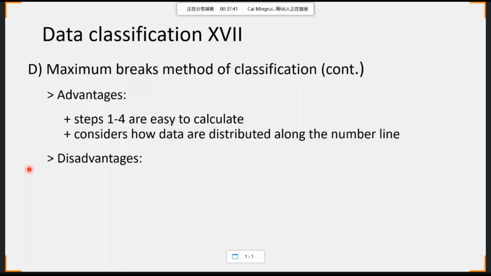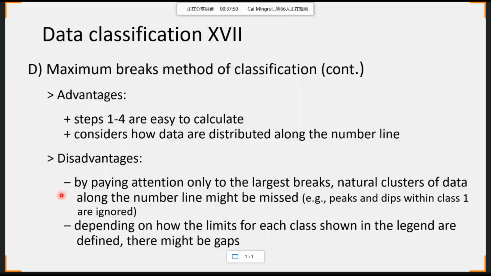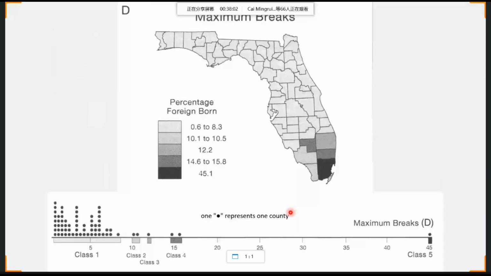Disadvantages: by paying attention only to the largest breaks, natural clusters of data along the number line might be missed. So for example, peaks and dips within class 1 are ignored. Peaks and dips, what is meant? I go back. These are the peaks, and this is a dip here. So within this class, we have certain clusters and differences. And within this class, we have no difference, of course, here. They are all classified in one class.